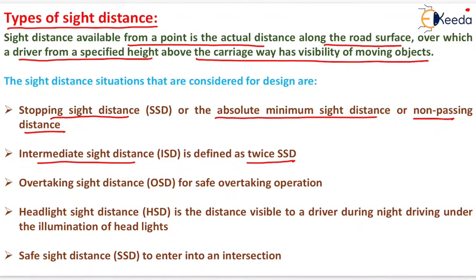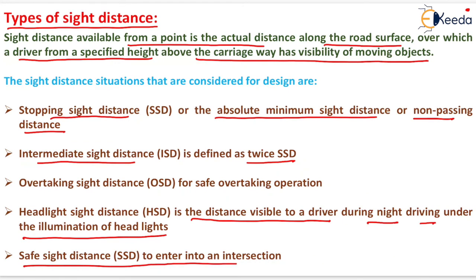Now the next is the headlight sight distance, which is the distance visible to a driver during night driving under the illumination of headlights. Now the next is the safe sight distance to enter into an intersection. It means that it is that distance which is provided at the entrance of an intersection.